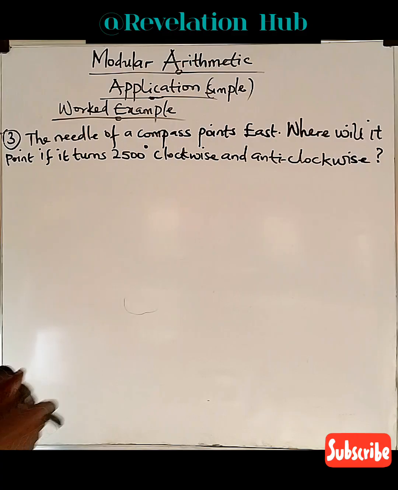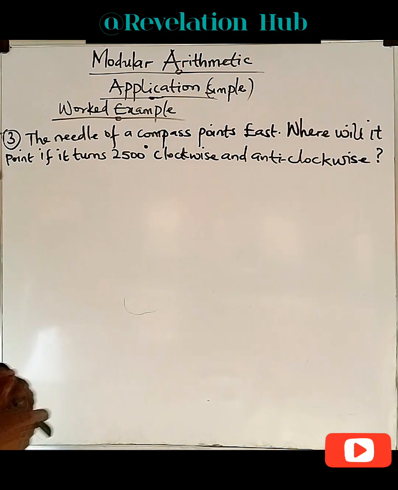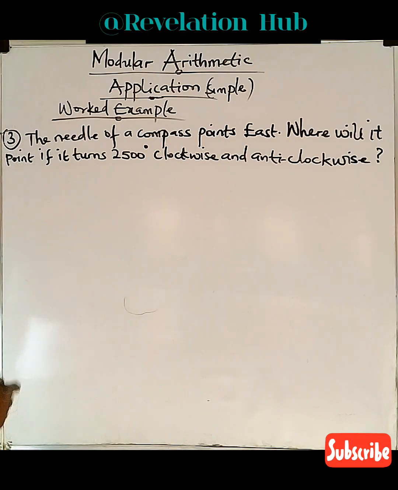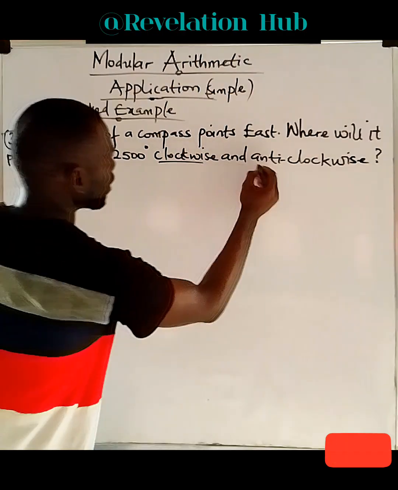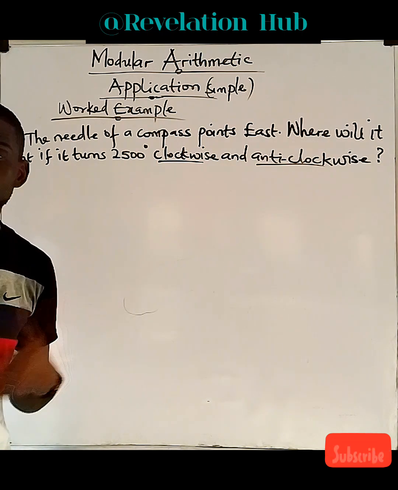The needle of a compass points east. Where will it point if it turns 2,500 degrees clockwise and anti-clockwise? So how do we solve this? Now, this is very simple. This is different from the clock. We're not talking about a clock. We're talking about a compass.